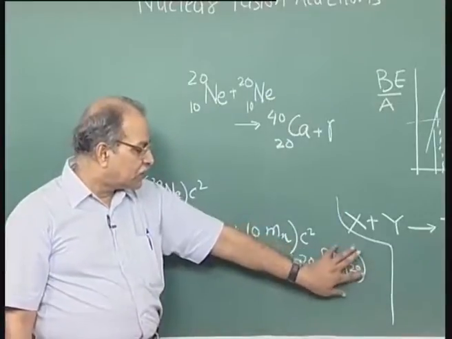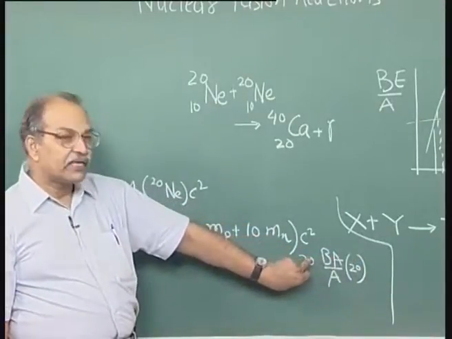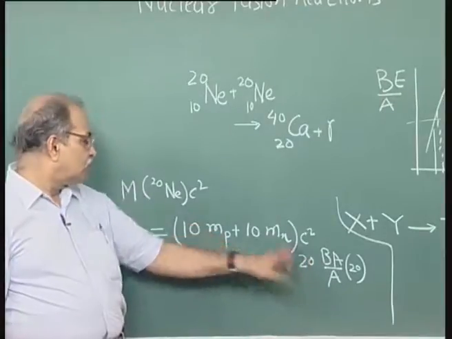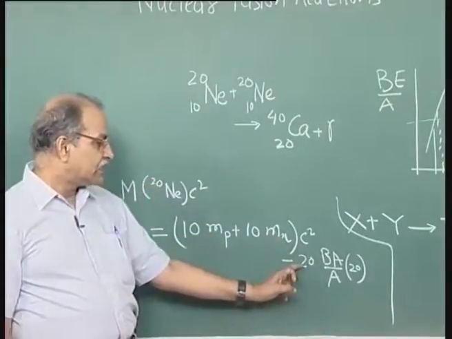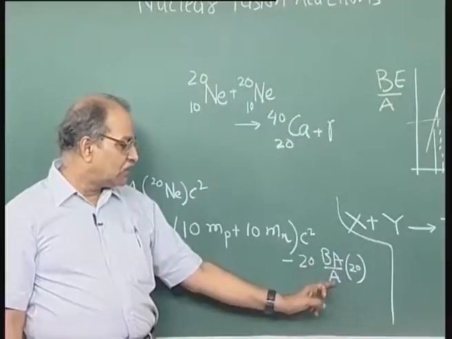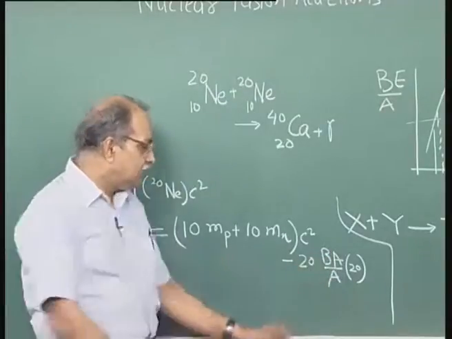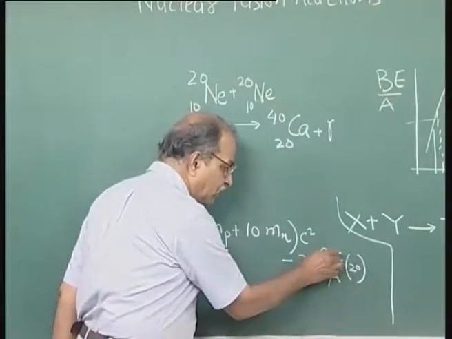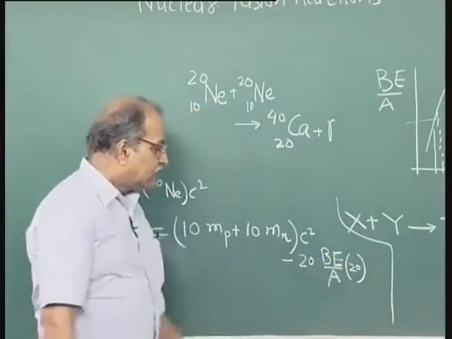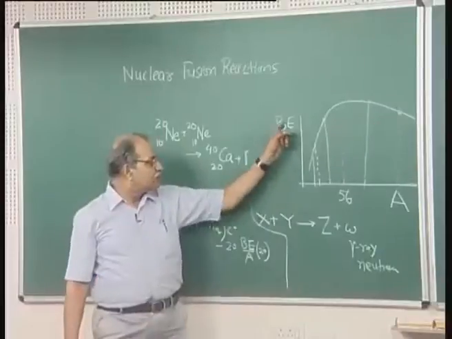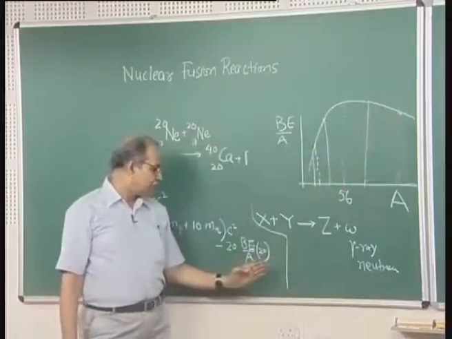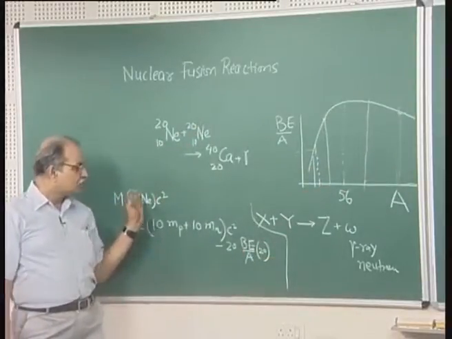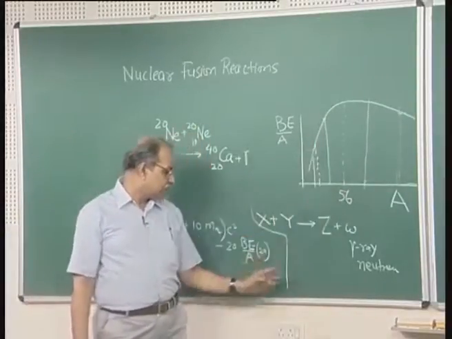Binding energy per nucleon multiplied by the total number of nucleons. The total number of nucleons is 20, so this 20 is here, and the binding energy per nucleon is B_E by A. Where is it? Because the binding energy per nucleon is this curve, so where? Here, A equal to 20, at A equal to 20, so that is this 20.